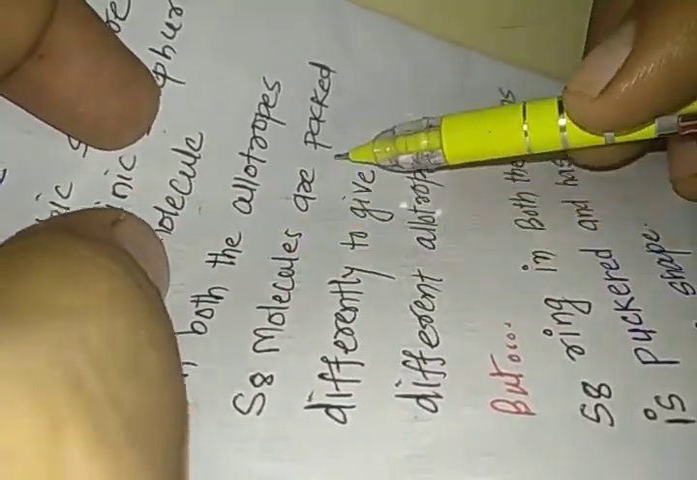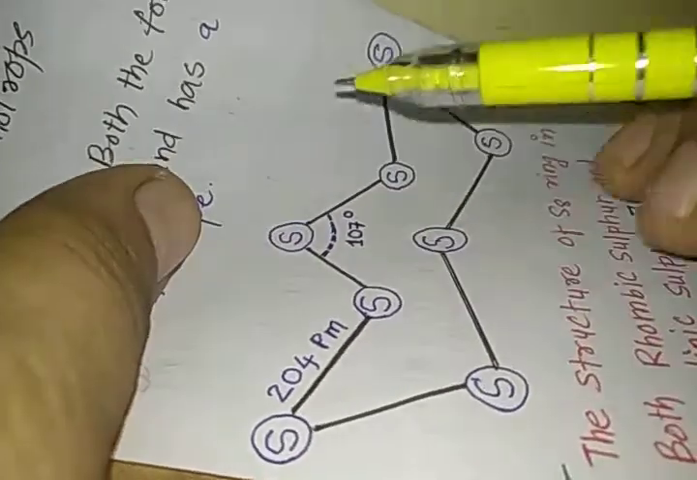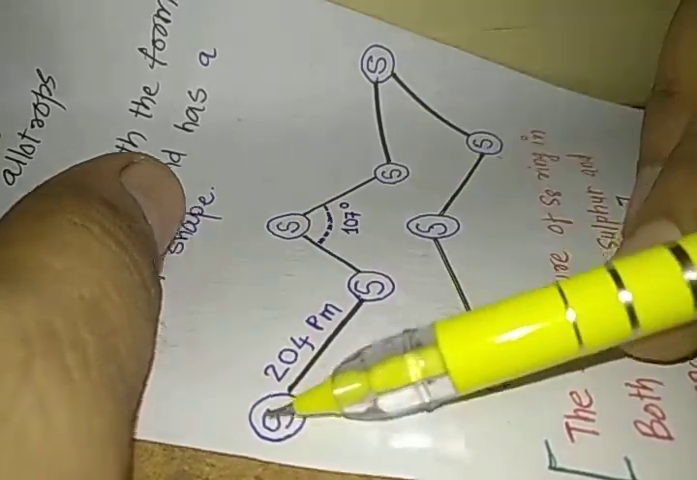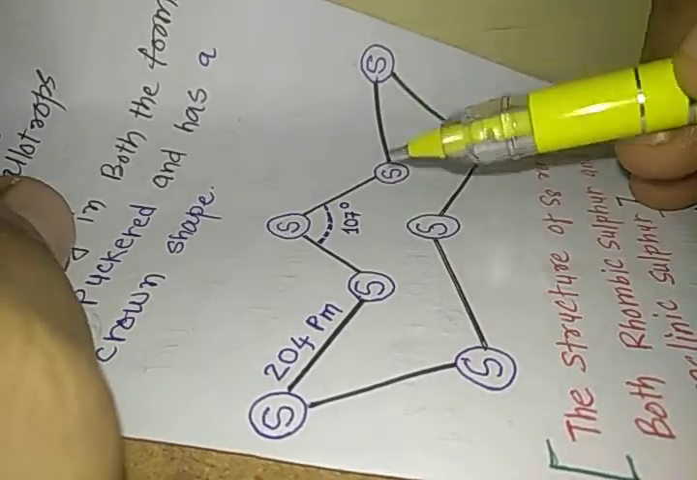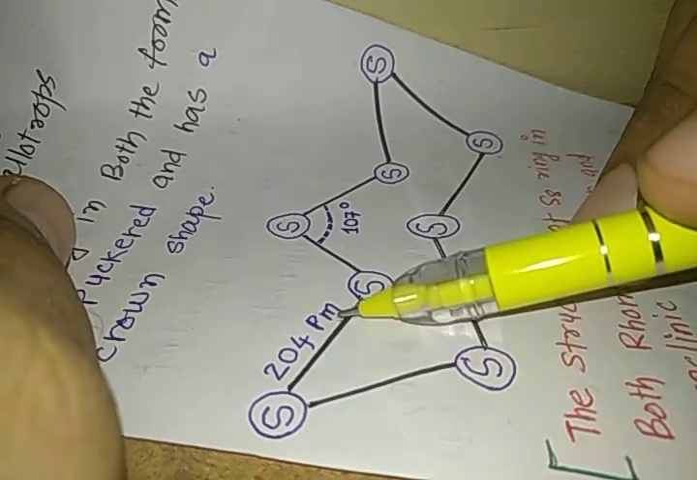Both rhombic sulfur and monoclinic sulfur have S8 molecules. In both the allotropes, S8 molecules are packed differently to give different allotropes. But the S8 ring in both the forms is puckered and has a crown shape. You can see here that there are 1, 2, 3, 4, 5, 6, 7, 8 sulfur atoms. They are arranged in the crown shape. The bond angle is 107 degrees and the bond length is 204 picometer.